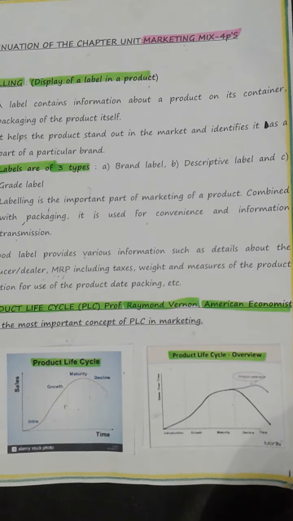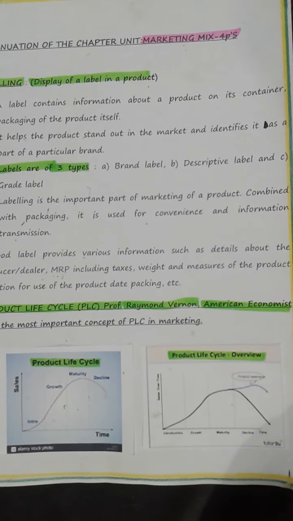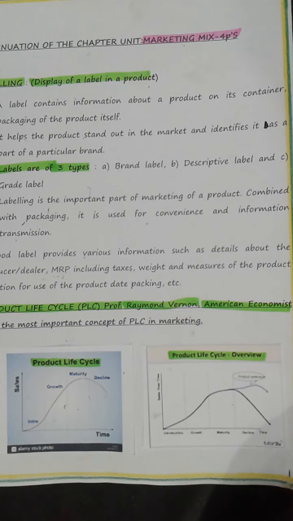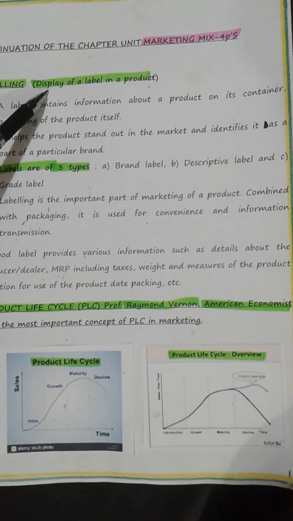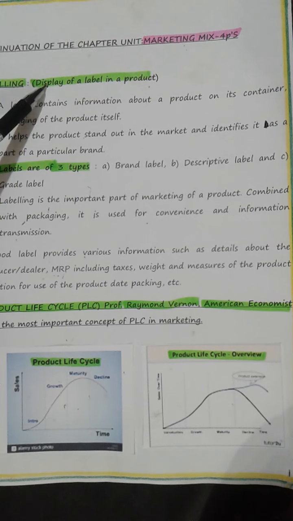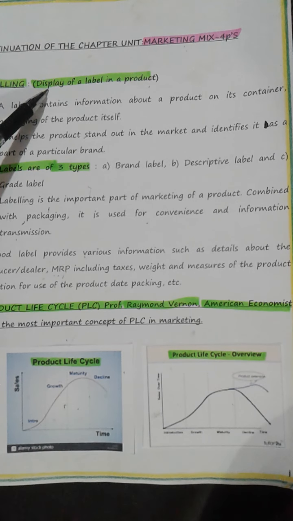Labeling. Labeling, as I've given here, is nothing but display of a label in a product. It's not only that, children, please make a note of it. Attaching a label to something is also called labeling. Putting identification marks on the package is also labeling. So 2 more things you must add, children. Attaching a label to a product or something, or putting identification mark on a package is also labeling.